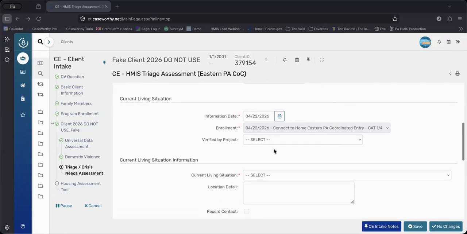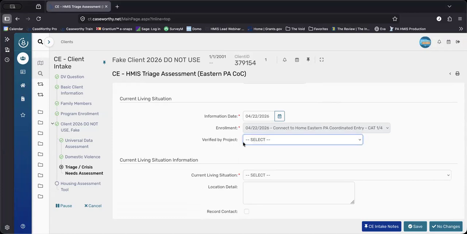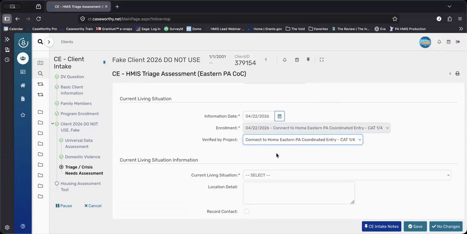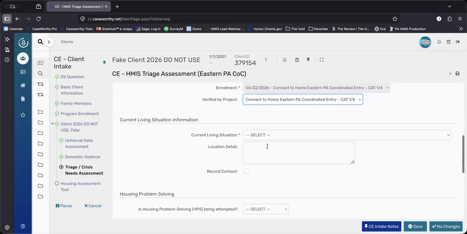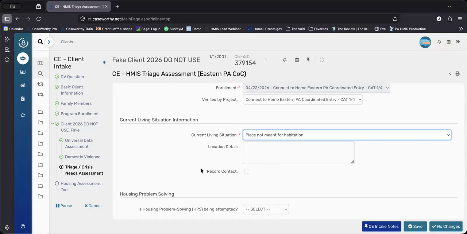The current living situation is tied to earlier parts of the intake, so that's why it appears here. While verified by project is not red starred, I recommend always selecting this. I'm aware that at times if you don't select this verified by project Cat 1.4, it actually will not let you move forward. So while that's not a red star required question, I treat it as such and would recommend you do the same. Current living situation is whatever has already been recorded previously at the beginning of the enrollment, and it should appear here and should be identical.